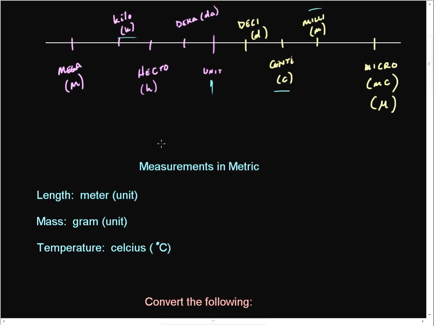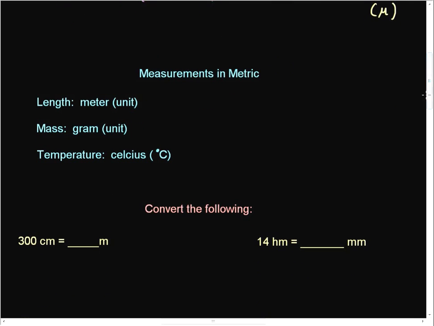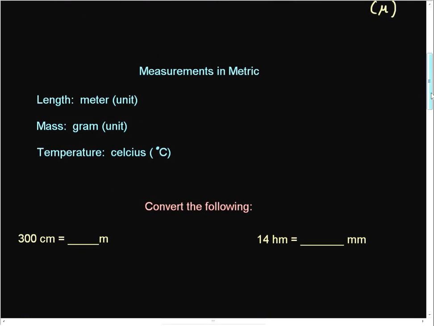Okay, so how do we do this? How can we use this chart to our advantage and convert the following? I want to convert 300 centimeters to meters.